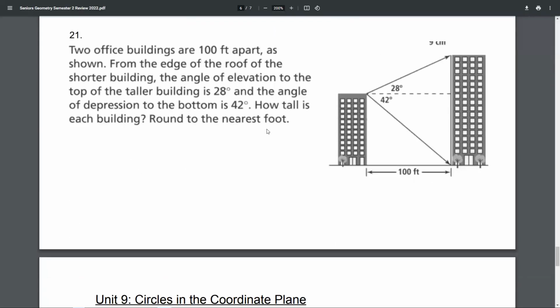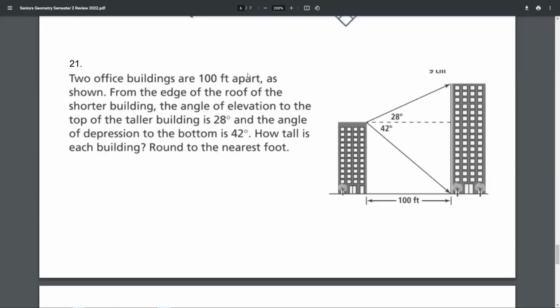Last one here. Two office buildings are 100 feet apart. So this distance here is 100. As shown, from the edge of the roof to the shorter building, the angle of elevation to the top of the taller building is 28 degrees. And the angle of depression to the bottom is 42 degrees. How tall is each building? Round to the nearest foot.